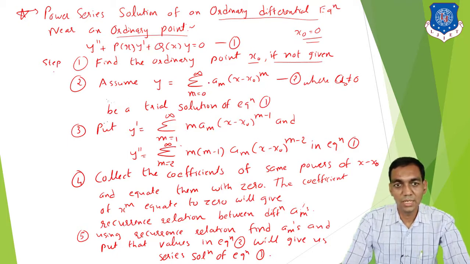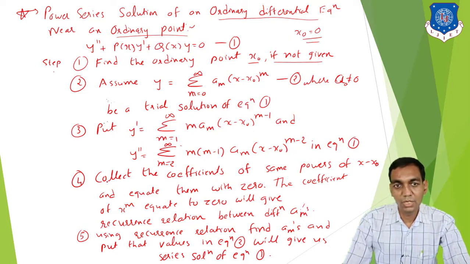Then you have to put the derivatives y' and y''. If you differentiate, then this series starts with 1, so m is running from 1 to infinity, m a_m (x - x0)^(m-1), and y'' is going to be the sum with m running from 2 to infinity, m(m-1) a_m (x - x0)^(m-2), and substitute all values in equation 1.